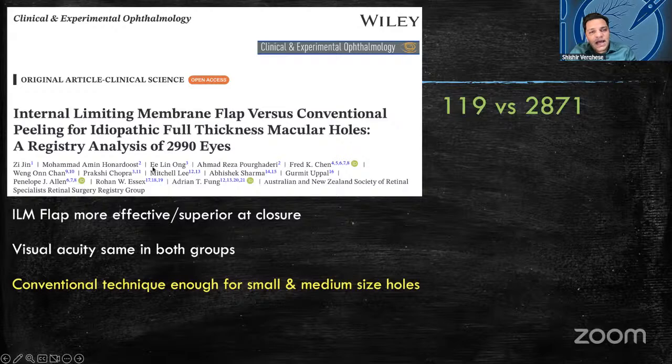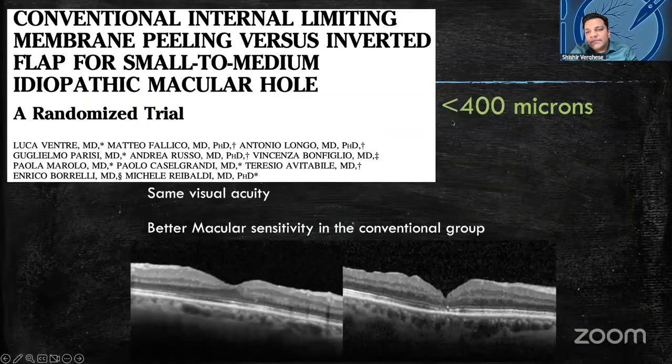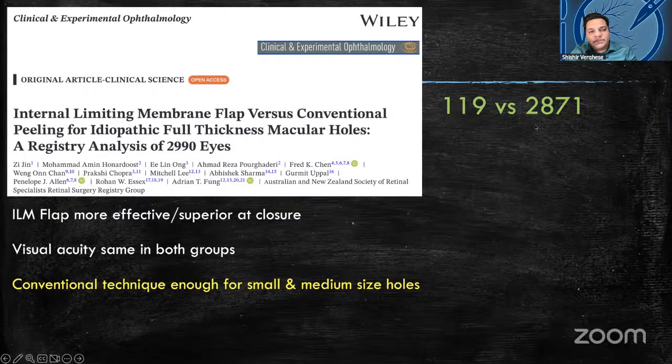One of the largest RCTs took 2,990 eyes, where they did 119, sorry, 119 with the ILM flap and 2,800 with the conventional peel. They said that for anatomical success rates, the flap technique is better. But when you look at the visual acuity in the holes which have closed, the conventional peel and the flap have similar visual acuity. So they say that for small to medium size holes, that's again less than 400 microns, a conventional technique is enough. But for me, my personal cutoff would be around 250 microns because mine is more of a private practice, and I need the hole to close and I want to be absolutely sure.